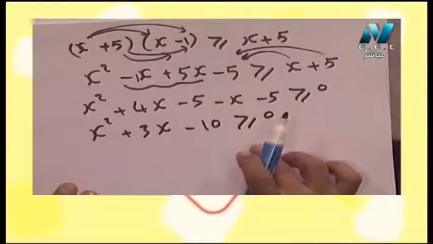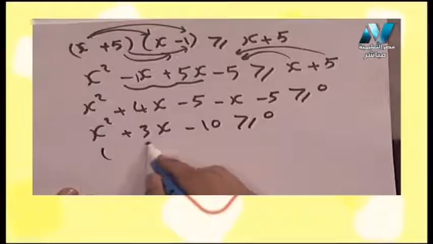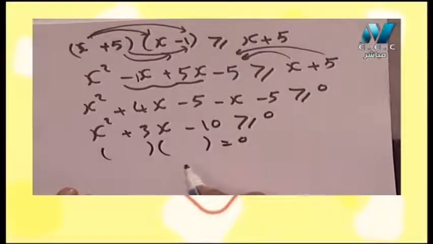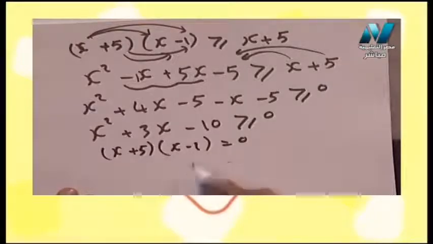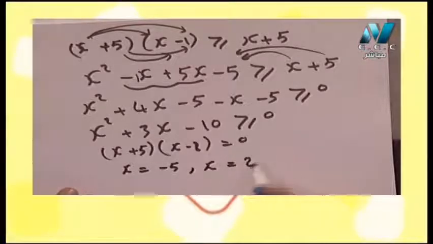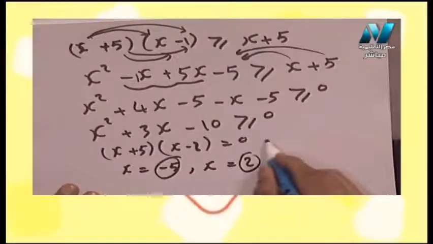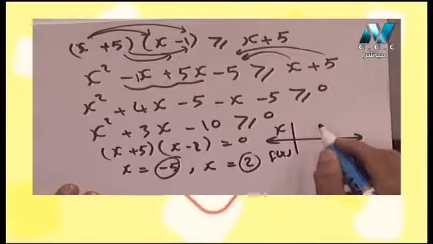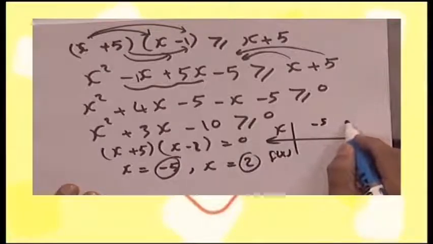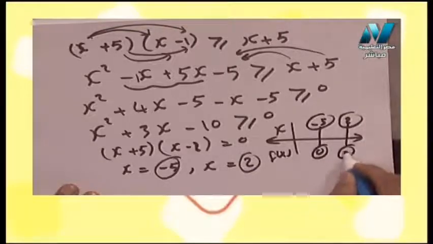We have a function here. And if we try to solve it, we will have two roots here, from the factors x plus 5 and x minus 2. So x equals negative 5 and x equals 2. So we have two roots here. If we draw the number line, x and f(x), we have two roots, which are negative 5 and 2. At negative 5, the function equals 0. At 2, the function equals 0.